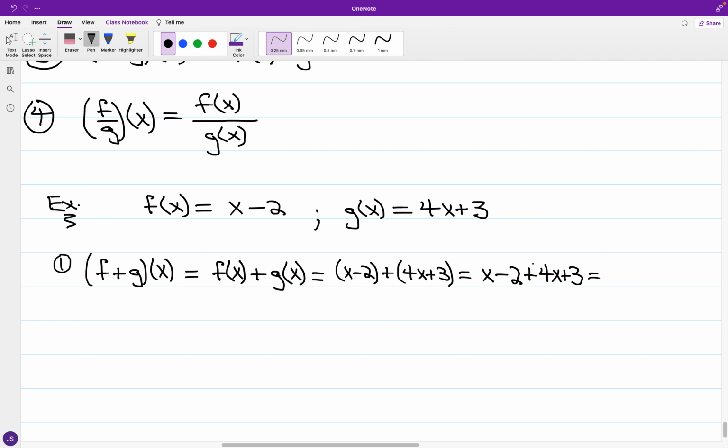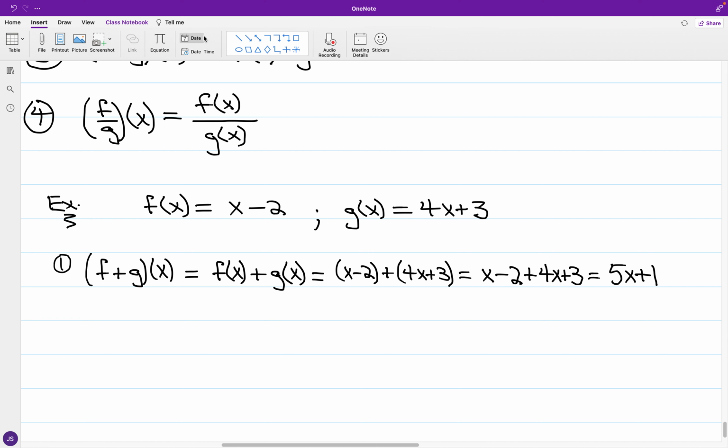So I got x minus 2 plus 4x plus 3, and combining like terms together. So I have x plus 4x will come to 5x, and negative 2 plus 3 will come out to a positive 1. So f plus g of x becomes 5x plus 1.